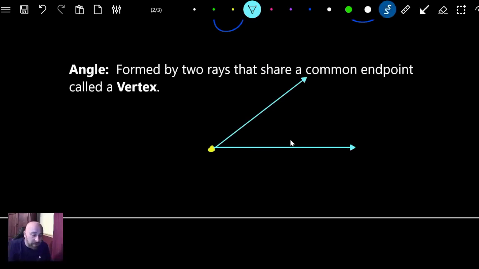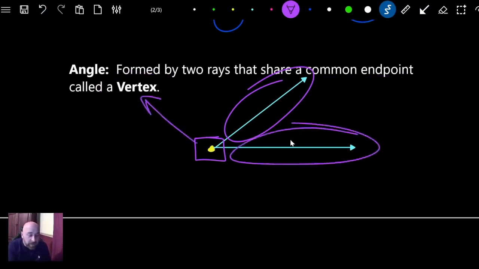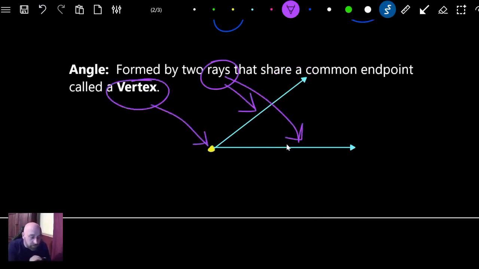So I have a ray connected with a vertex. That's that word right there. That's the point. The common endpoint is called a vertex. It's an important word. You need to know it. So that's the vertex. And then you have another ray. So ray, vertex, ray. That is an angle. I think most of you are probably familiar with an angle, but that's the name. So there's two rays, and then there's the vertex right there.